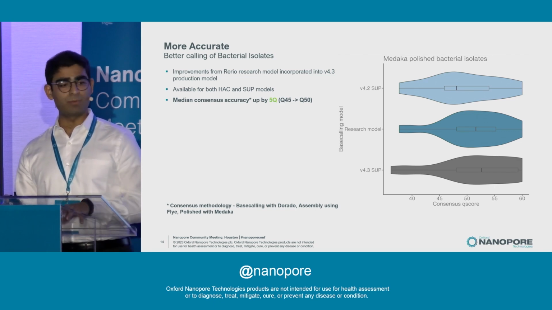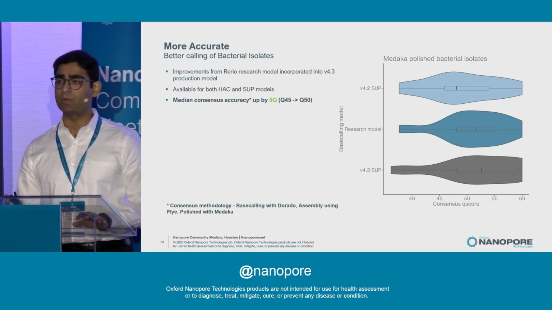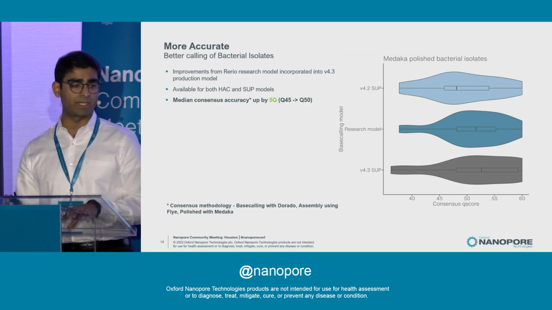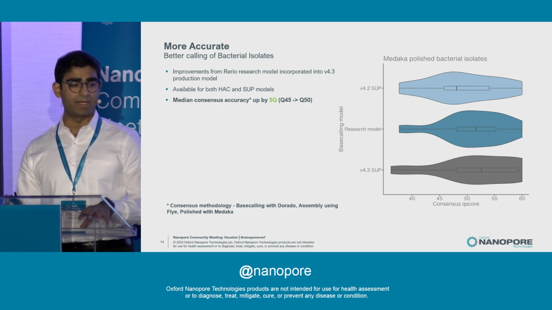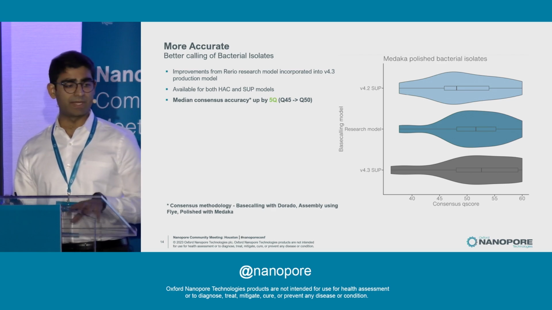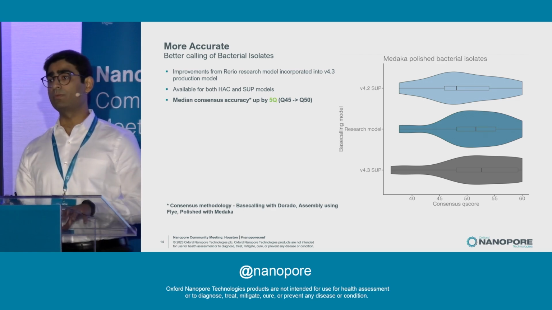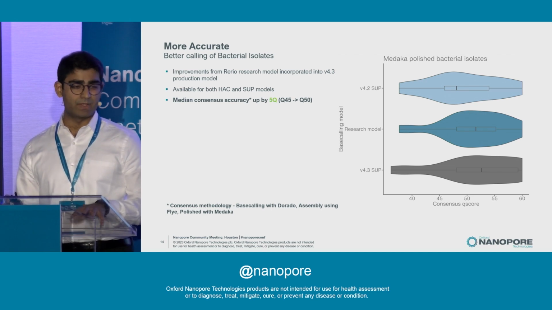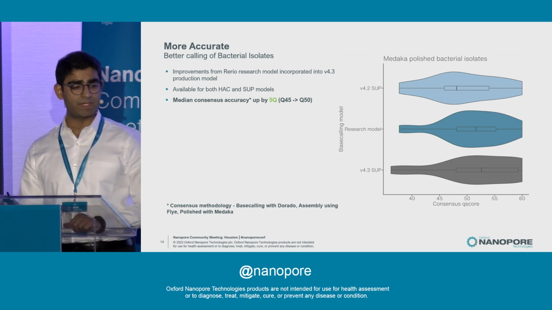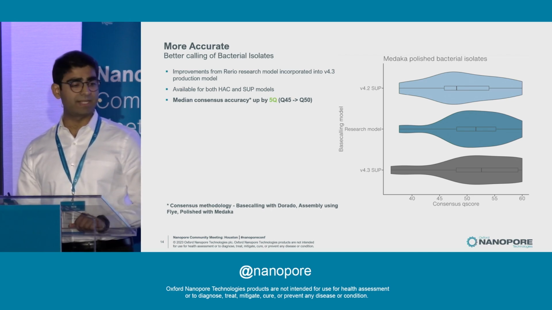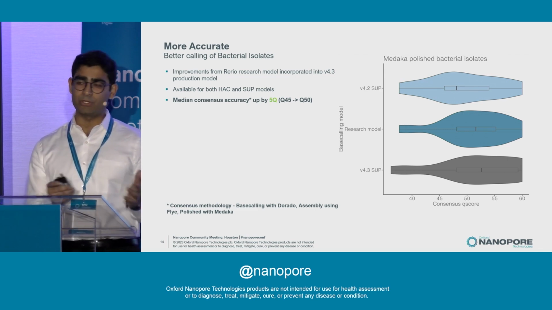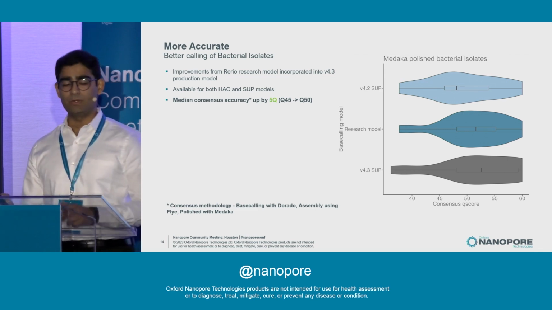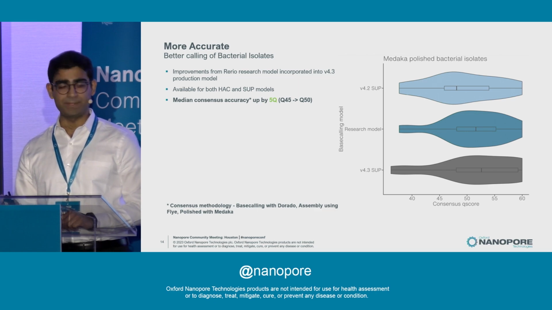So between the research model and v4.2 sup, we already saw quite a bit of improvement last month. But when we retrained those models with the latest production pipeline, we actually improved over the research model as well. So some strains improved more than the others, but in general, the median consensus accuracy went from about Q45 in v4.2 to more than Q50 in v4.3.